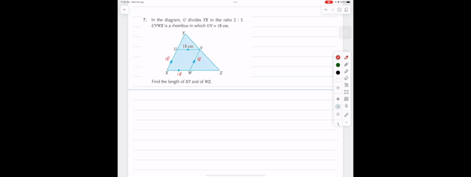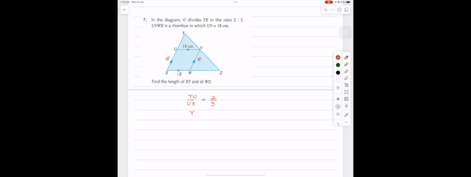So this length is 18, VW is also 18, and they have given the ratio 2:3. So you can write YU over UX, that's equal to 2/3. That is given in the statement. Now we know that the ratio is 2:3, and we also know the value of UX, which is 18.